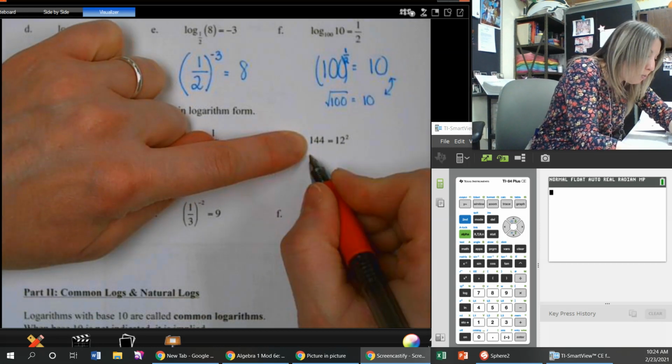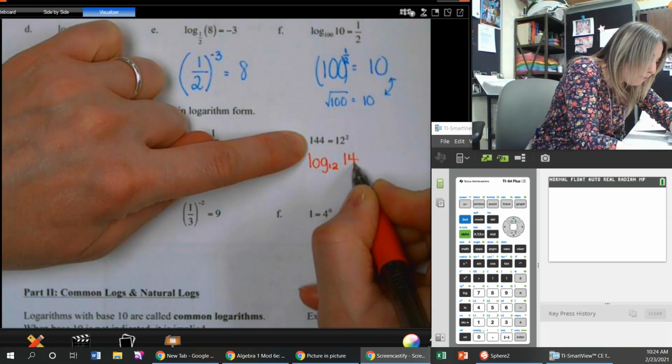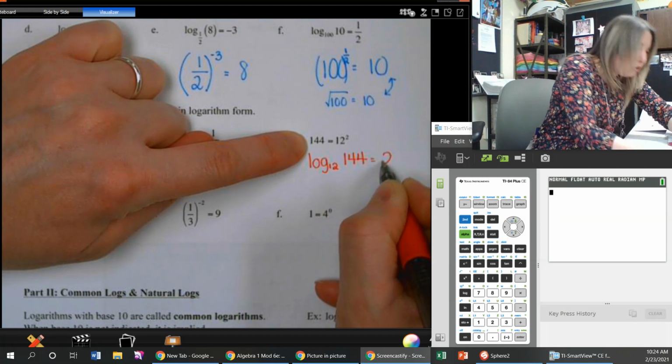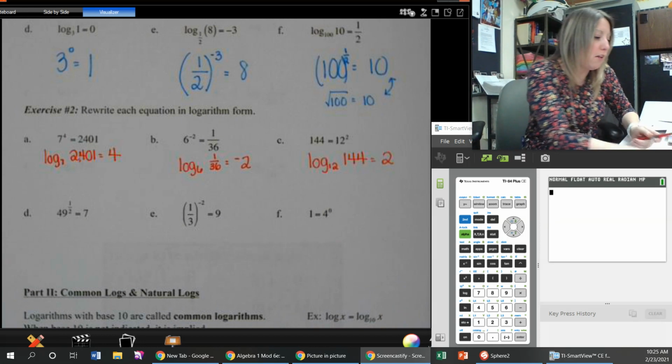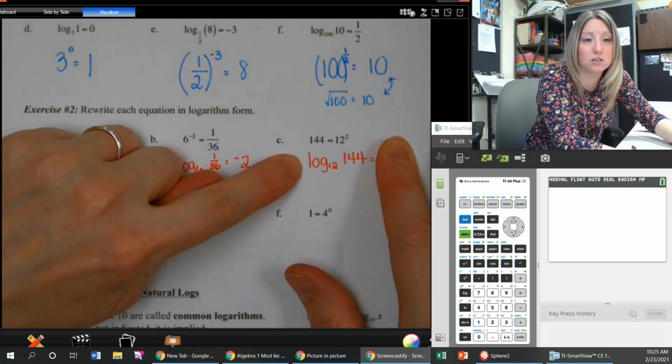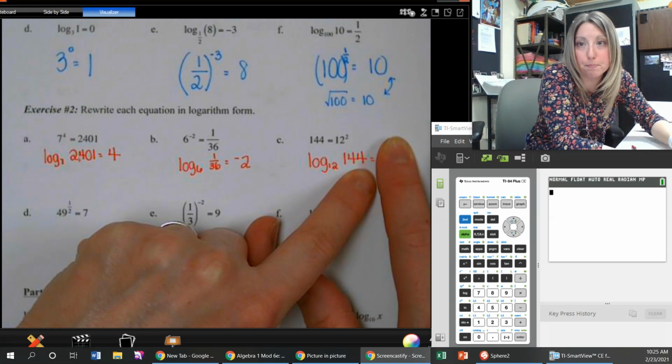The base is 12, so log base 12 of 144 equals 2. 12 to the what power equals 144? If I didn't have this 2 over here, that's what this is asking. 12 to what power equals 144?